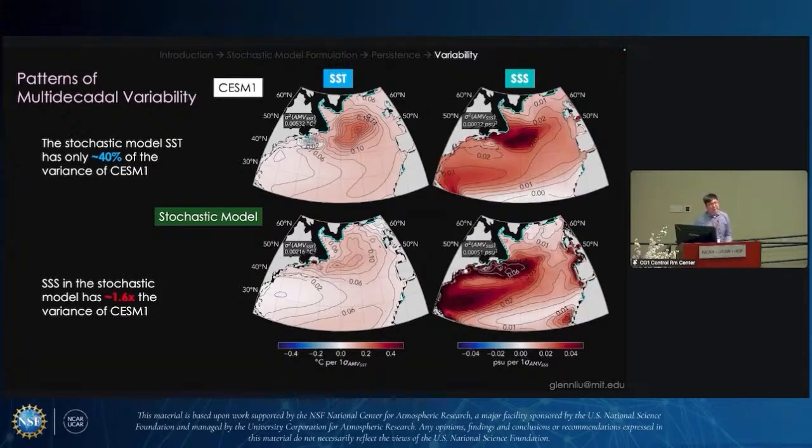And we have the opposite problem for salinity. In this case, salinity is too energetic in the stochastic model in the absence of horizontal dynamics. You can see here that the variance has about 1.6 times the level of variance in CSM1. So the takeaway here is that the missing dynamics from the stochastic model beyond entrainment, such as horizontal circulation, seem to have different impacts on SST and SSS.